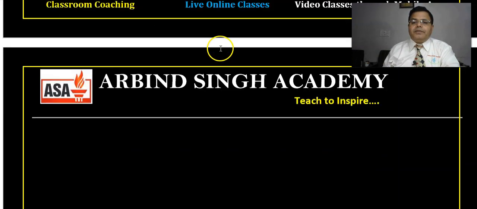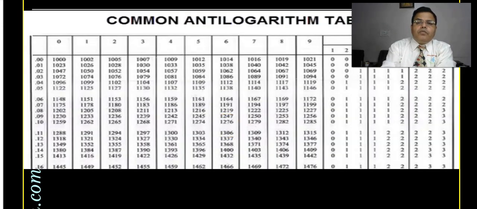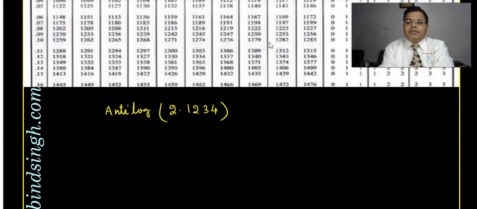Now, antilog. How to find the antilog? Suppose the logarithm of a number is given, and we have to find the antilog of that number, like 2.1234. This is the number, and we have to find the antilog of this. So the basic thing is that to find the antilog, you just ignore the characteristic part.